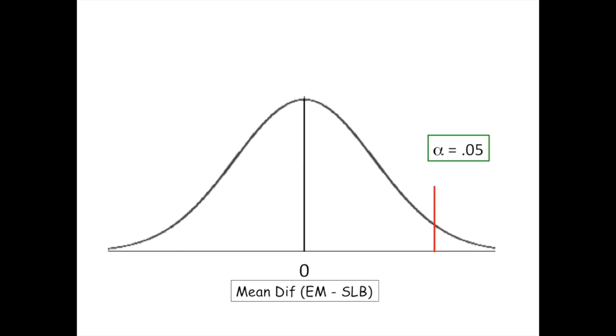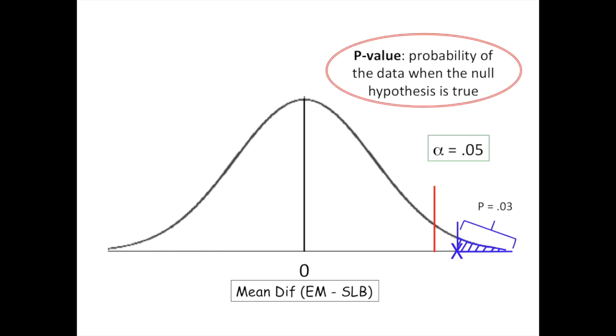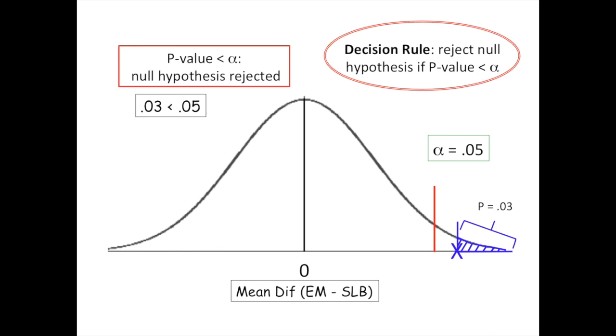Let's look at one more possible outcome. Suppose that the researchers find a mean difference at this point along the distribution. The p-value for the test is 0.03, the area from the mean difference through the upper tail. A p-value of 0.03 means that there's only a 3% chance of getting such results when the null hypothesis is true. The p-value is less than alpha, so the researchers reject the null hypothesis. These results are statistically significant.